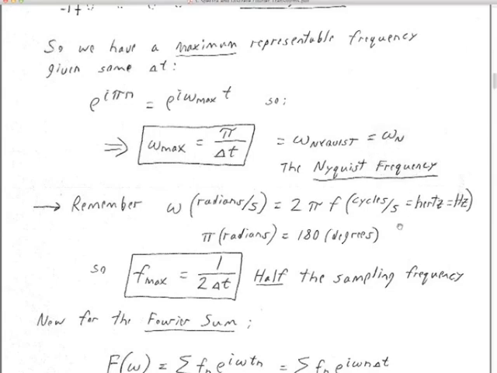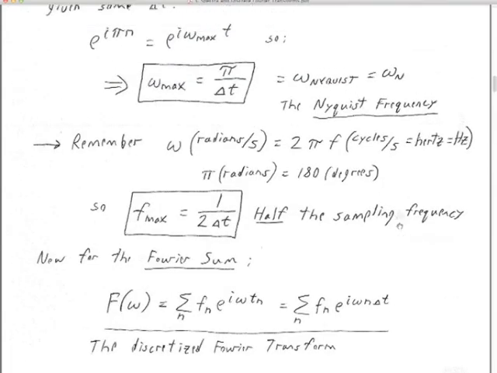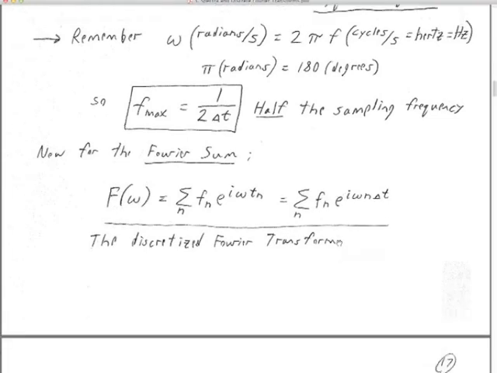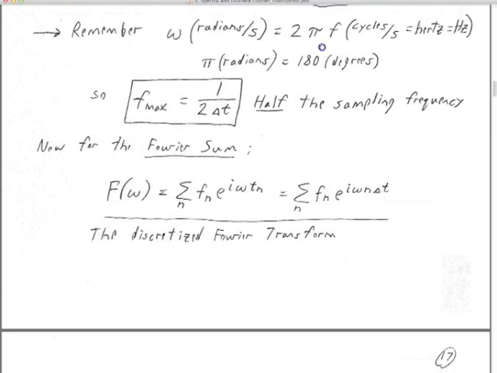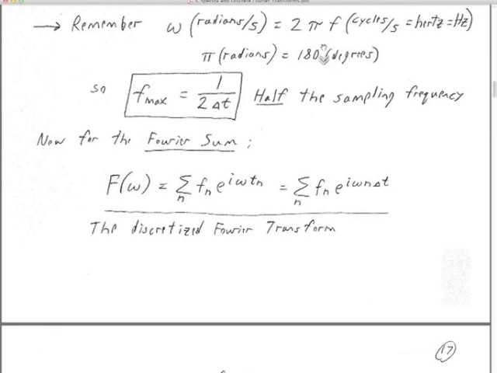Sometimes I write it as omega sub n. And of course, if you take omega max, or omega Nyquist, and divide by 2 pi, so 1 over 2 delta t, then you have f max, a non-rotational frequency. So f max is 1 over 2 delta t. The crucial concept here, as you already know, is that the Nyquist frequency is half of the sampling frequency. And here's a place where I tell you what omega really is: its units are relative to cycles per second, or hertz.